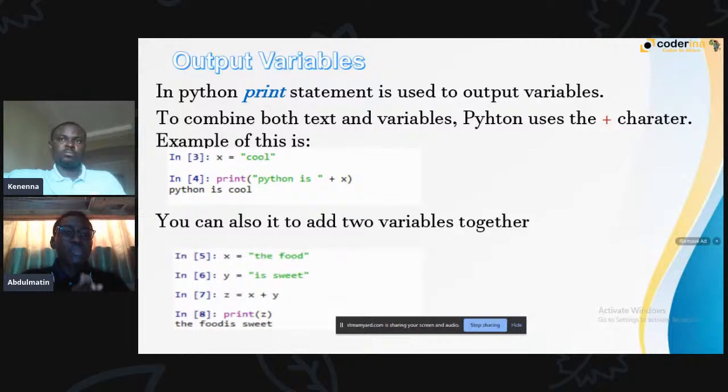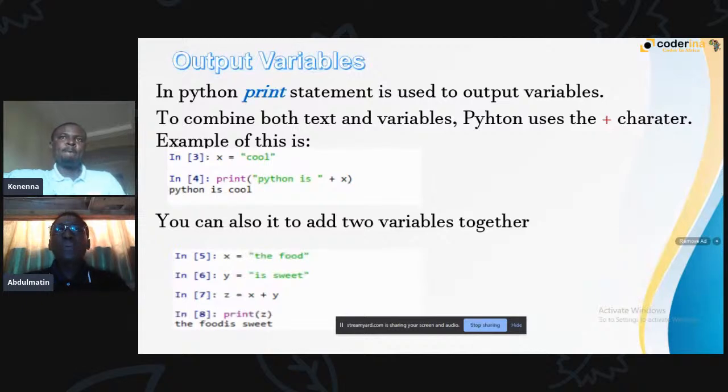So x is containing cool. Now I'm saying print Python is, which is inside our quotation, so it's going to print out Python is, then plus the x, which is our variable. You don't need to put that inside a quotation because it's already holding something. It's a variable name, so you don't have to put it inside a quotation.